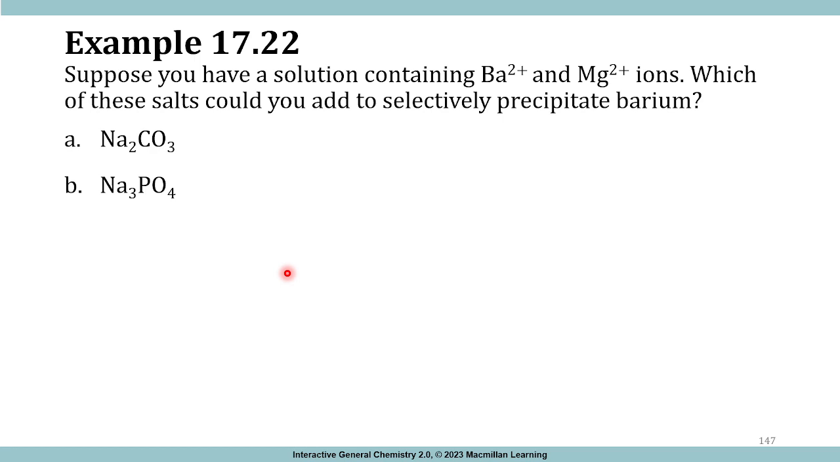All right. So suppose you have a solution containing the barium 2+ and magnesium 2+ ions. Which of these salts could you add to selectively precipitate barium? So we're looking to separate these two things. We want to separate barium out. So right here we have the sodium carbonate, right here we have the sodium phosphate. What are we looking for to try to separate these things out?